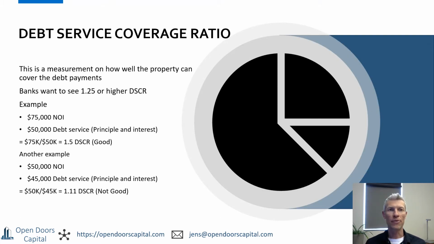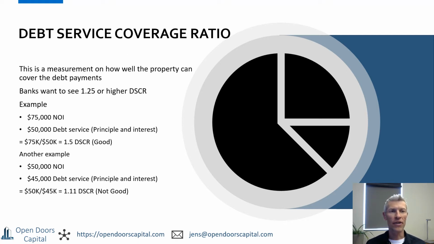Another important measurement, and this is one the bank is going to look at, is what's called debt service coverage ratio. This is basically how well the property income can cover the debt payments. Banks typically want to see 1.25 or higher debt service coverage ratio. So here's another example, and I apologize, all this math may be tough to follow, but you can reach out and I can explain in more detail if you need to.